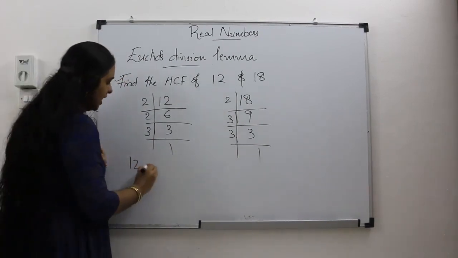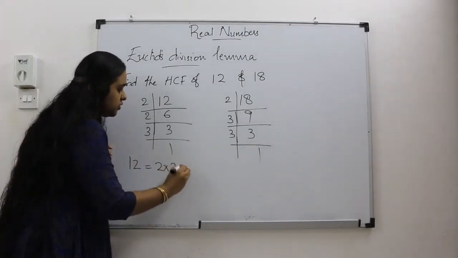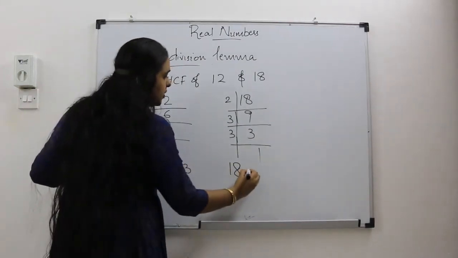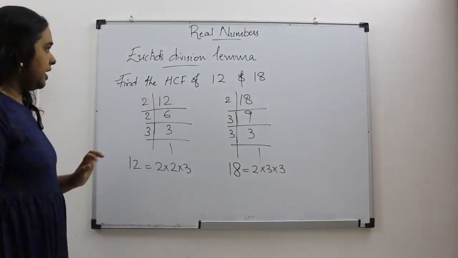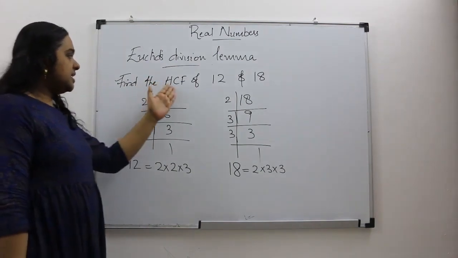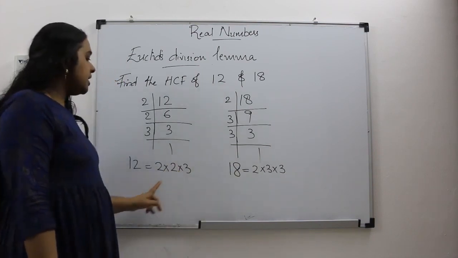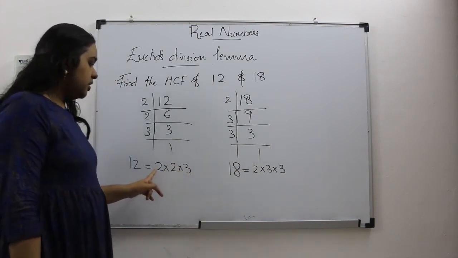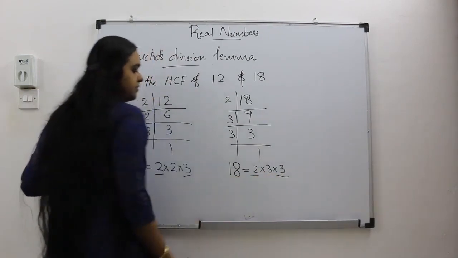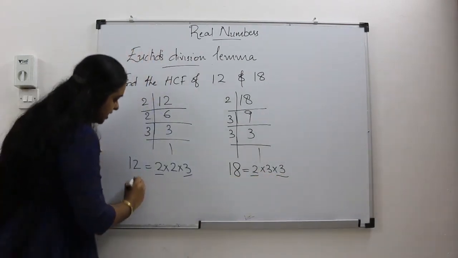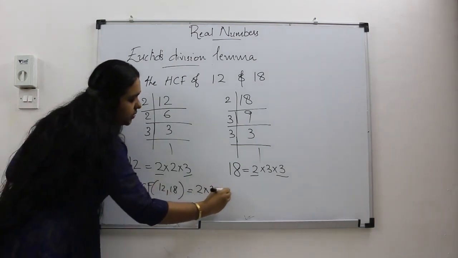So 12 equals, how can we write 12 in factors? 2 into 2 into 3. And 18 equals 2 into 3 into 3. We have to find the HCF. HCF is the highest common factor in these two. Which is the highest common factor in these two? 2 is there and 3 is also there. So the HCF of 12 and 18 will be 2 into 3 equals 6.